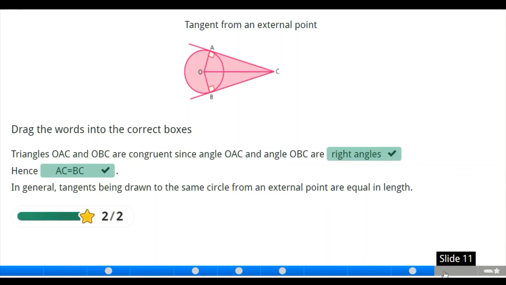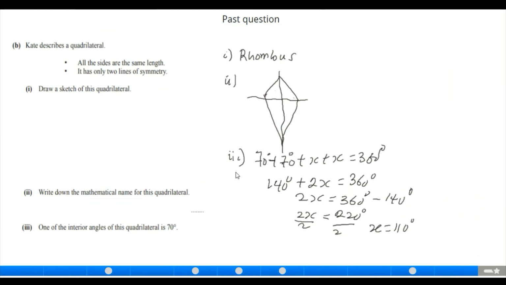Now let's look at the past question that we have here. Okay, we have this past question here, and let's solve together. Kate describes a quadrilateral. Remember, in the previous class, we mentioned a quadrilateral. A quadrilateral is a polygon that has 4 sides. Now, all the sides are the same length, and it has only 2 lines of symmetry. Draw a sketch of this quadrilateral.